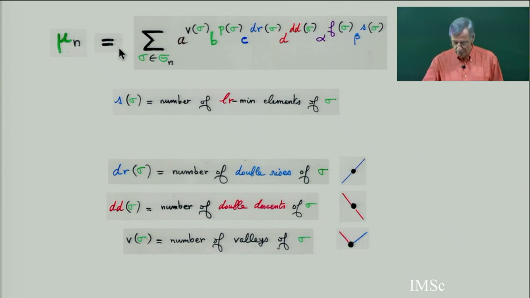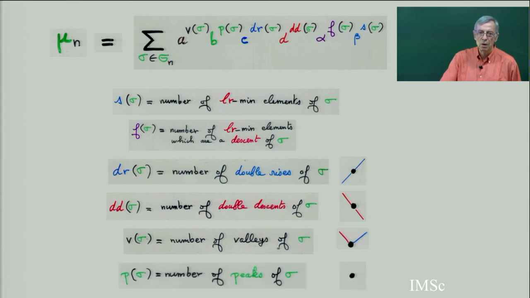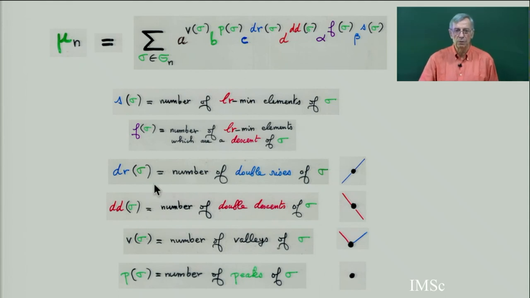And the moment of this general Sheffer is exactly this big summation over all permutations, where I have the left-right minimum element, the double rise, double descent, the valley, and I have two more variables. F of sigma is the number of left-right minimum elements which are a descent of the permutation, and p of sigma is the number of peaks. So you can prove this, to have this six-parameter polynomial.